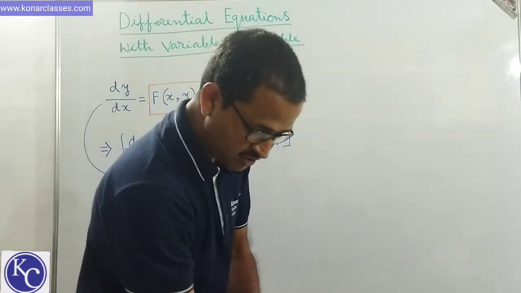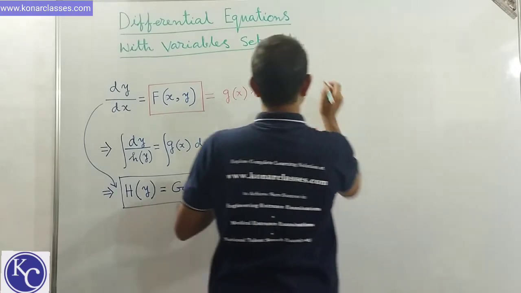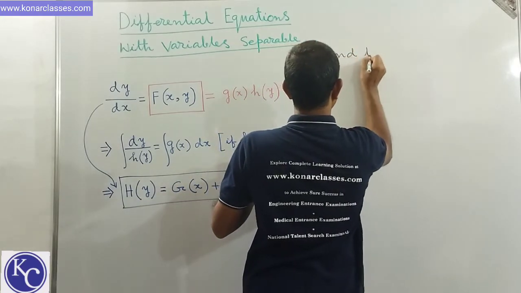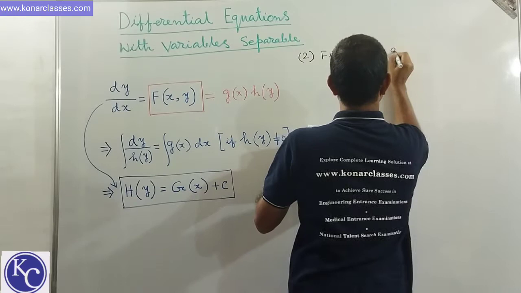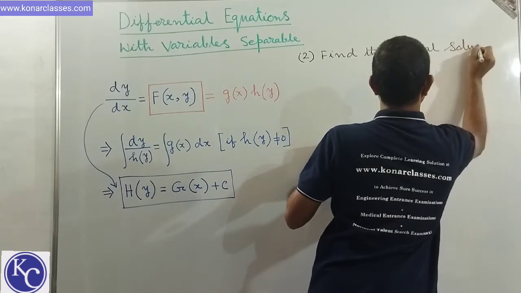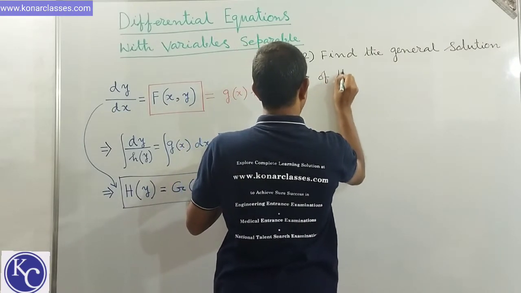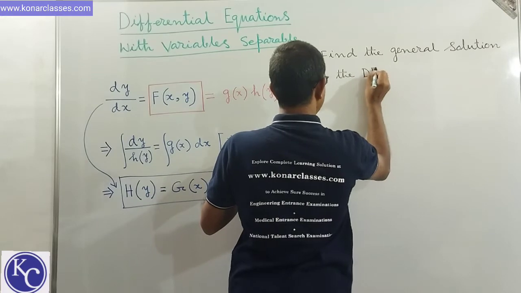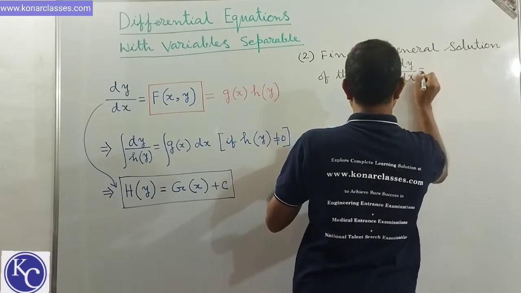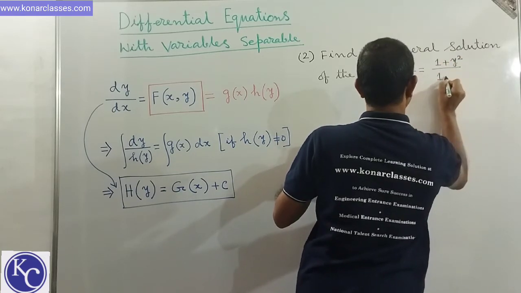Okay, dear students, the next question I'm going to write from my notebook. Find the general solution of the differential equation dy/dx is equal to (1 plus y square) divided by (1 plus x square).